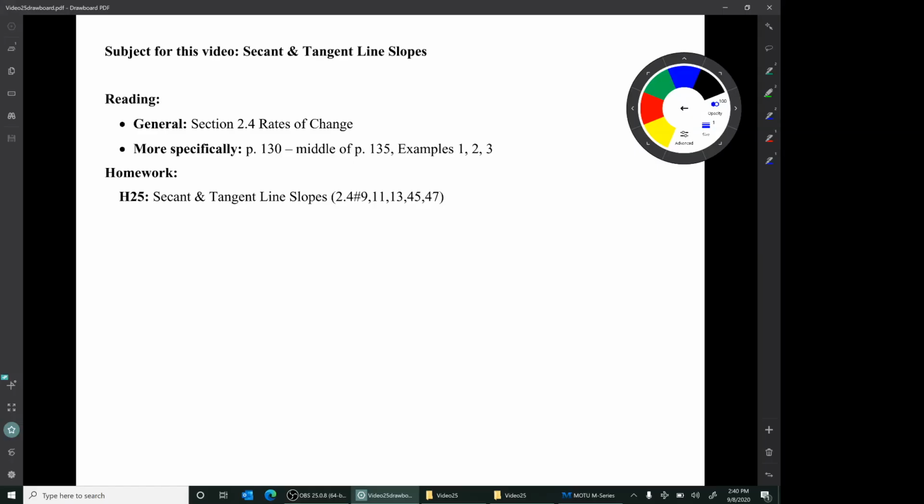The corresponding reading for this video is from section 2.4 of the book, Rates of Change, and more specifically the beginning of that section, pages 130 to 135, and the first three examples. And the corresponding homework is the one that I mentioned that was one of the harder ones for the semester, homework 25, involving 5 problems.